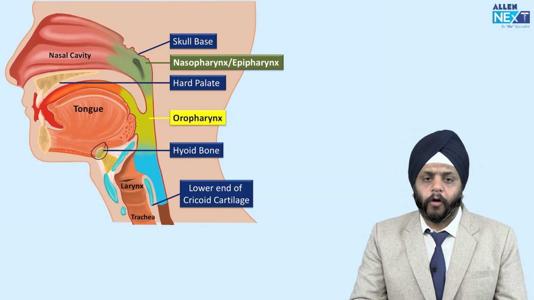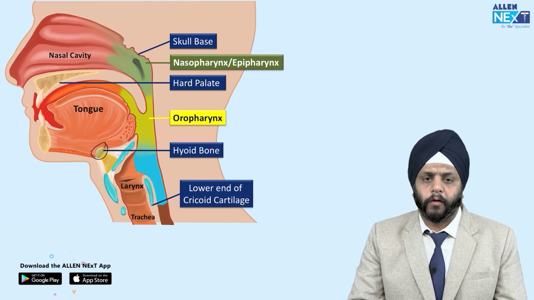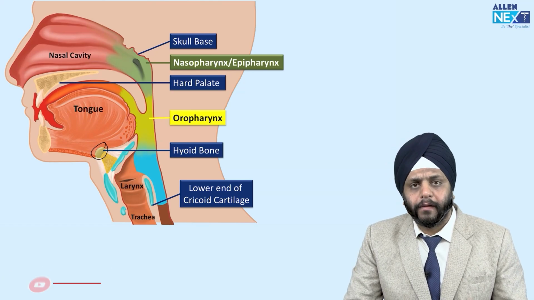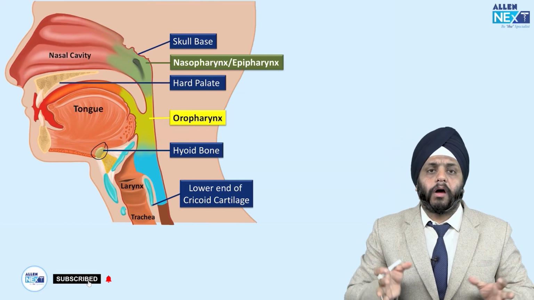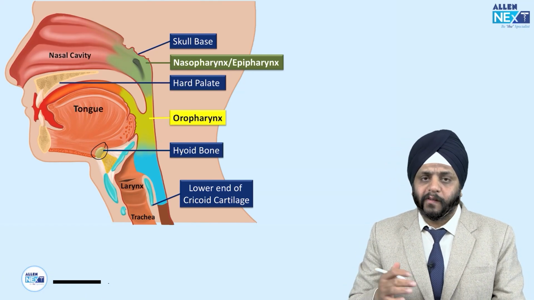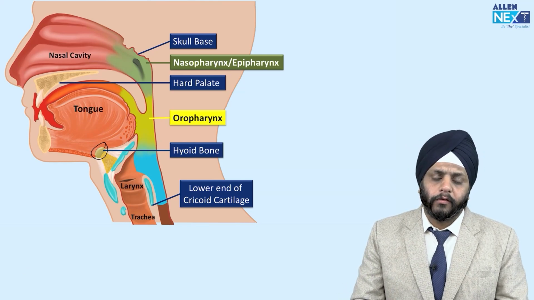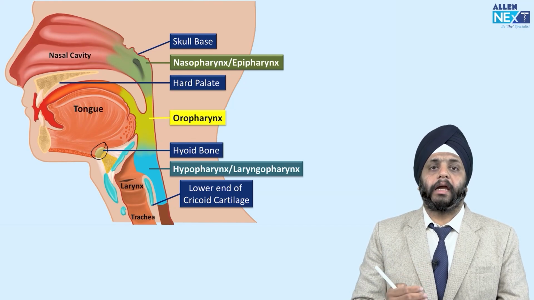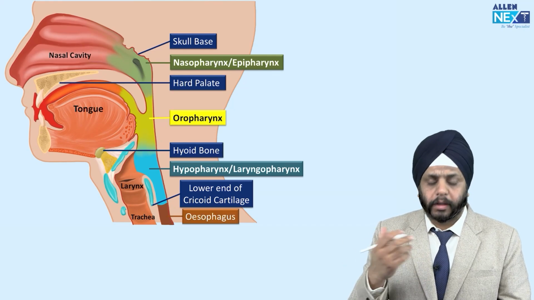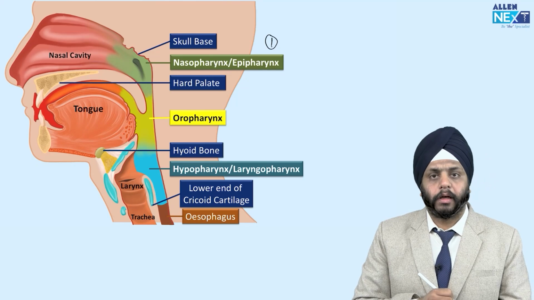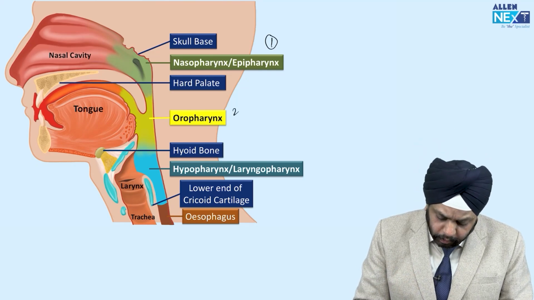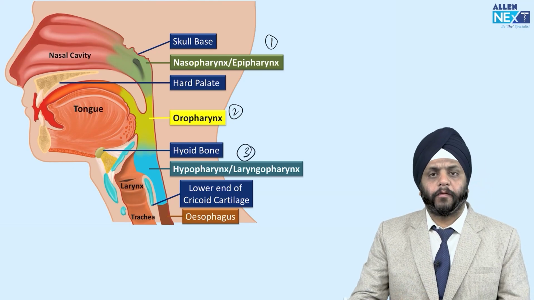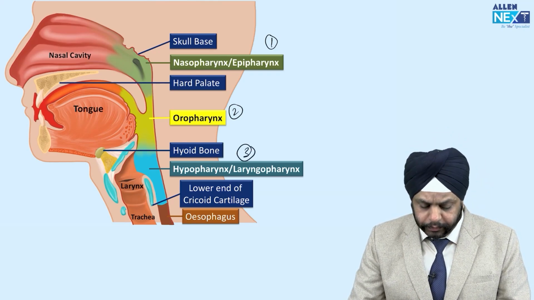And then from hyoid bone to the lower end of cricoid cartilage, you see this part, the blue colored part, it is behind and around the larynx. Not just behind, but also on the sides. So it is known as hypopharynx, lowermost part, or laryngopharynx, right? So what are the three parts? Number one, nasopharynx, also known as epipharynx. Number two, oropharynx. And number three, hypopharynx or laryngopharynx.